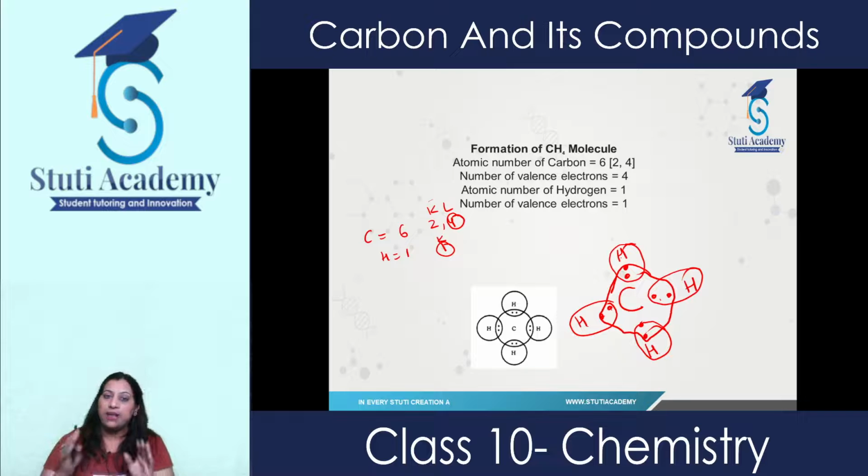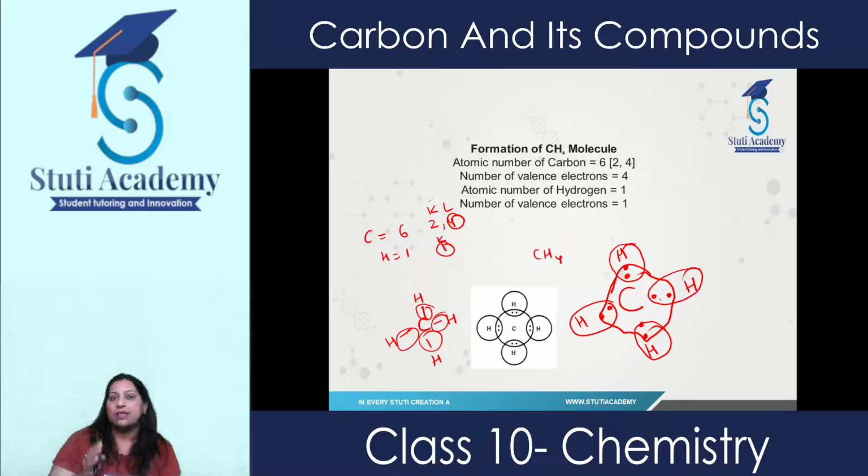So in this manner it is sharing one electron with each hydrogen atom, and because sharing of 1 electron at a time takes place, it results in the formation of a single bond. So it forms a single bond. This is an example of a single covalent bond, or we'll write this formula like this. This is how you will represent methane.